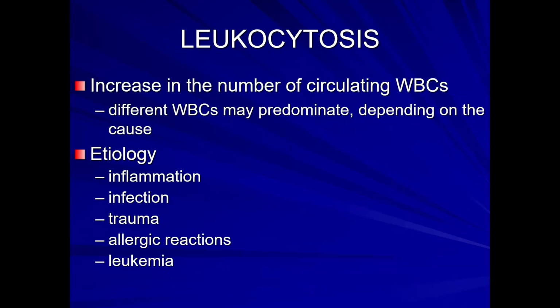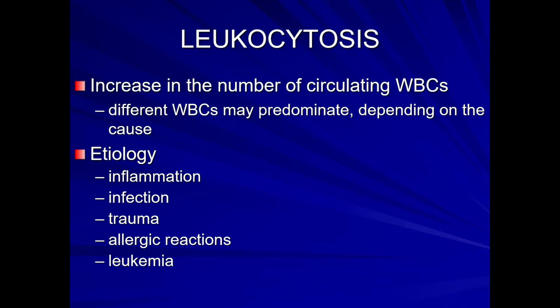Leukocytosis is an increase in the number of circulating white blood cells. So different white blood cells may predominate depending on the cause. You may have an infection and you go into the doctor and they're like, oh, your white blood cells are sky high. That's just them doing their job. You have an active infection. Our white blood cells are increasing and they're fighting off that infection.